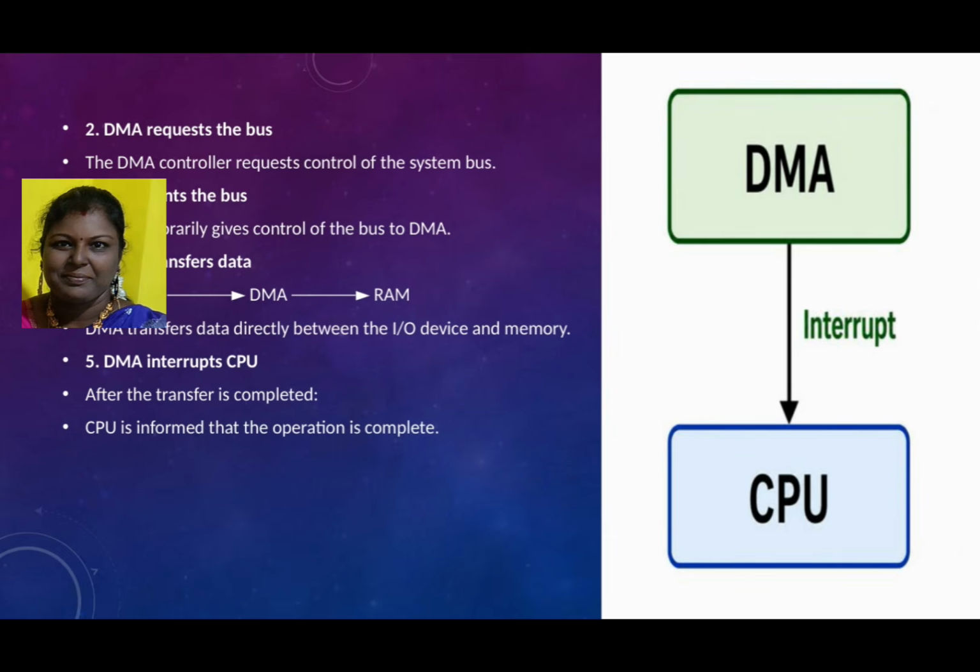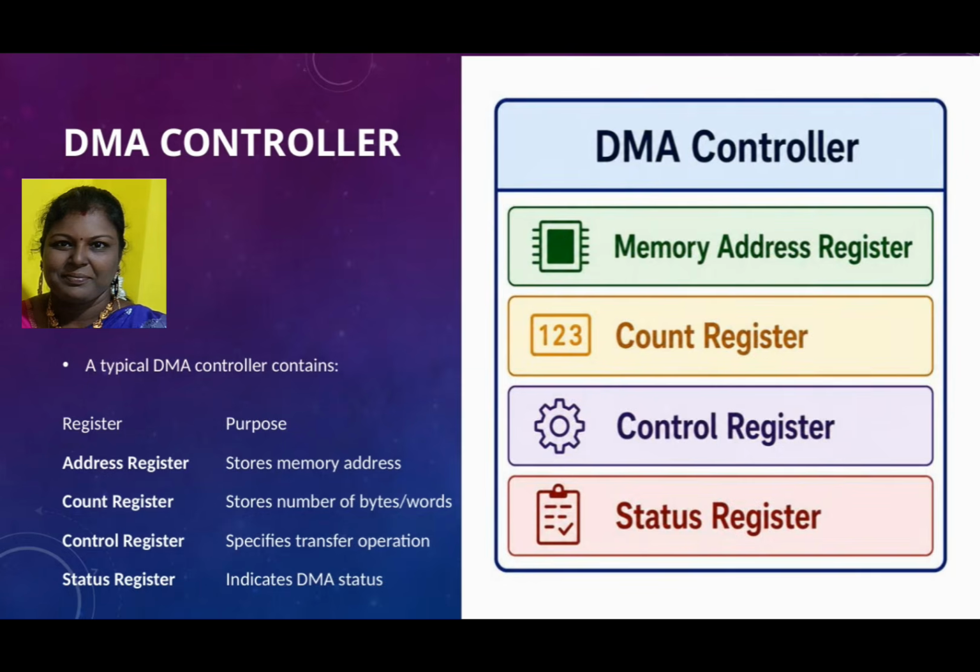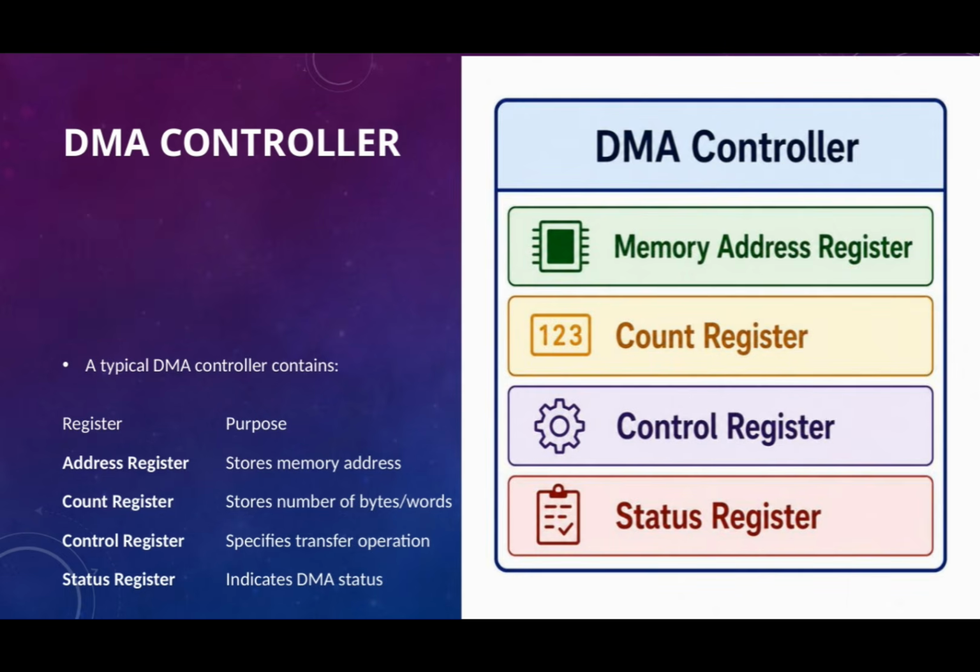Let's take a closer look at the key registers inside a typical DMA controller. First, the address register. It holds the memory address where data will be read from or written to. Then, the count register. This keeps track of how many bytes or words need to be transferred. The control register specifies what kind of transfer operation is happening. And finally, the status register. It tells us the current state of the DMA, whether it's busy, complete, or if there's an error. These registers work together to make direct memory access smooth and efficient.